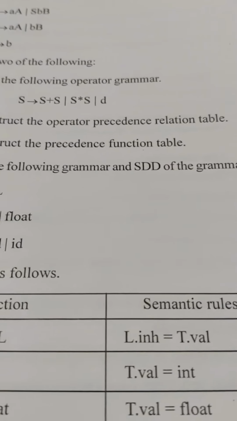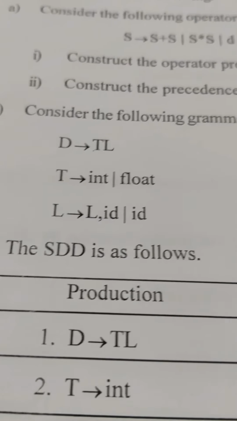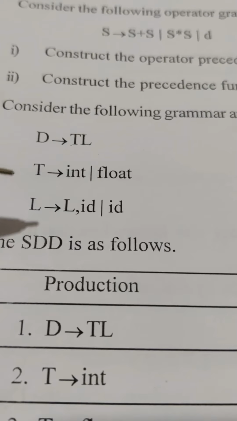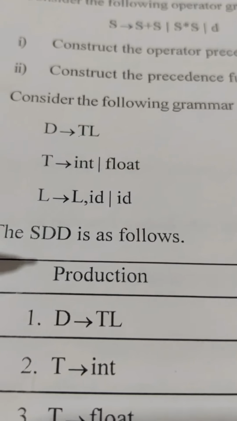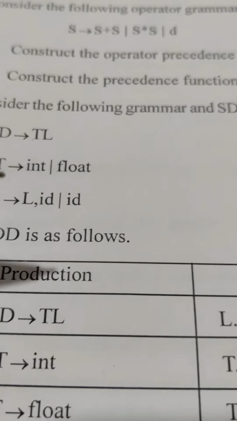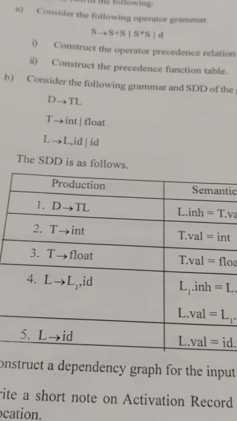Consider the grammar. The grammar is a declaration statement of data type. T is type, which can be integer or float, and L can be L comma ID or ID, to declare variable names. The variable name here is an identifier, and for this grammar they have given us an SDD.